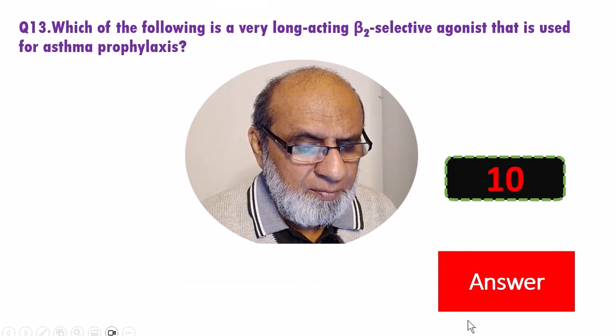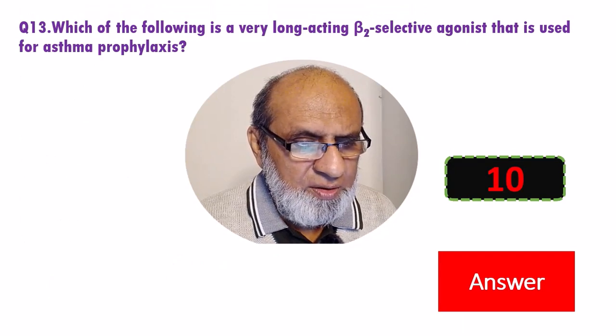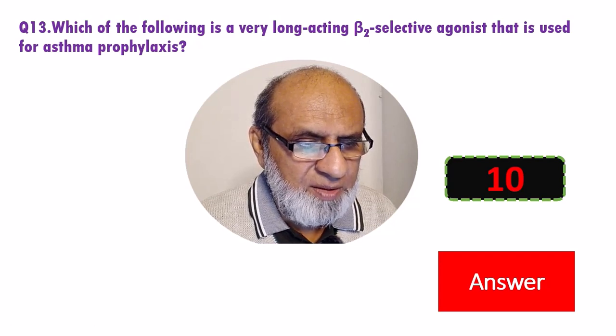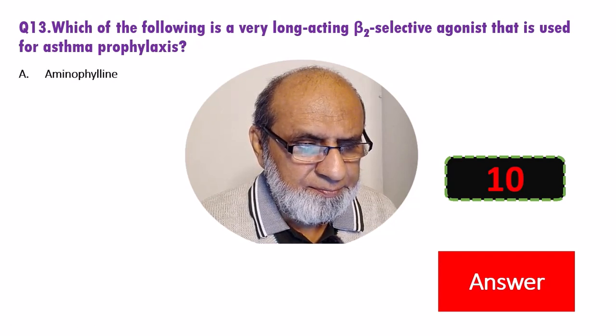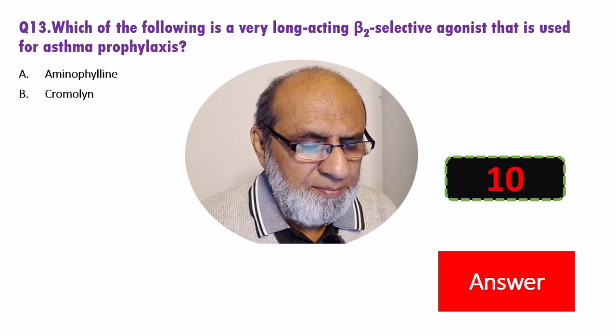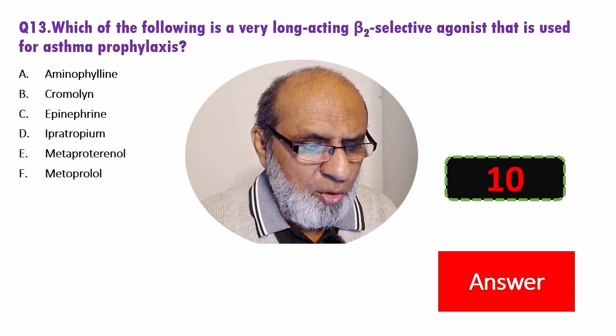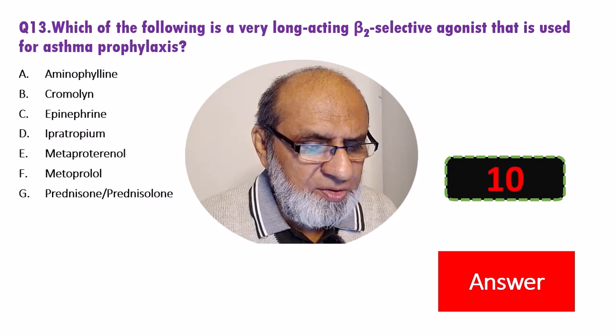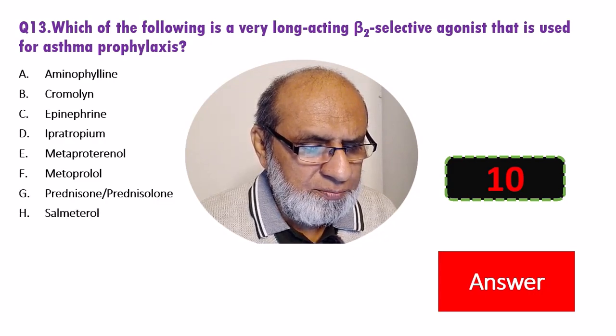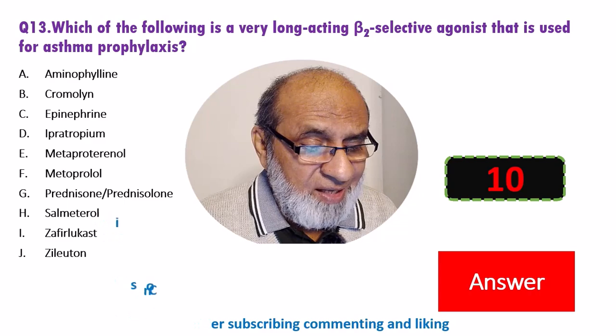Question 13. Which of the following is a very long-acting beta-2 selective agonist that is used for asthma prophylaxis? A. Aminophylline, B. Cromolyn, C. Epinephrine, D. Ipratropium, E. Metoprolol, F. Metoprolol, G. Prednisone or prednisolone, H. Salmeterol, I. Zafirlukast, J. Zileuton.